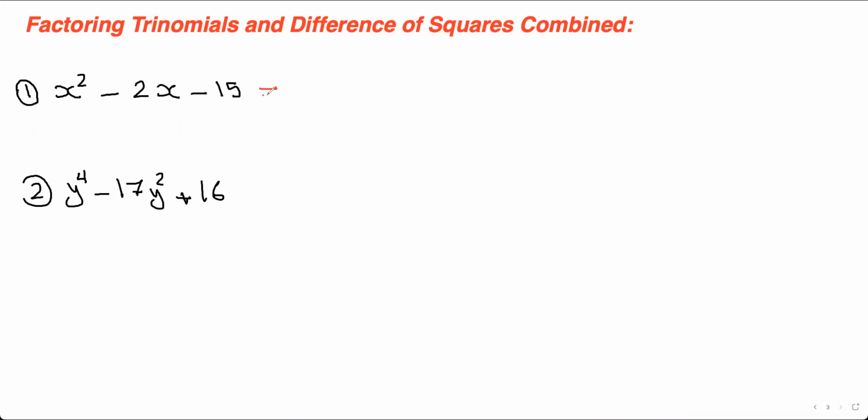So here I'm going to factor this, and to factor a trinomial, it's not as easy as factoring difference of squares, because in this one here, you look for two numbers that multiply to give you the negative 15, multiply to give you the constant. So two numbers multiply to give you negative 15. And these two numbers, when you add them, they should give you the number in the middle, which is negative 2.